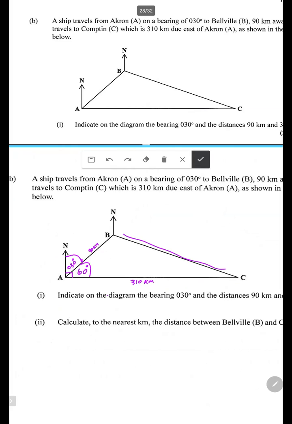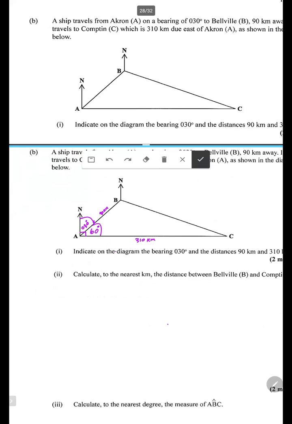And this one is a typical case for the cosine rule because we have two sides and an angle between them. When you have two sides and an angle between them, you can use the cosine rule to find the side that you want, right? It's a cosine rule. So let's write it.